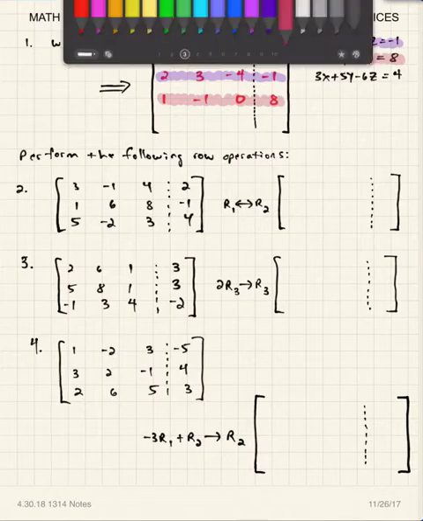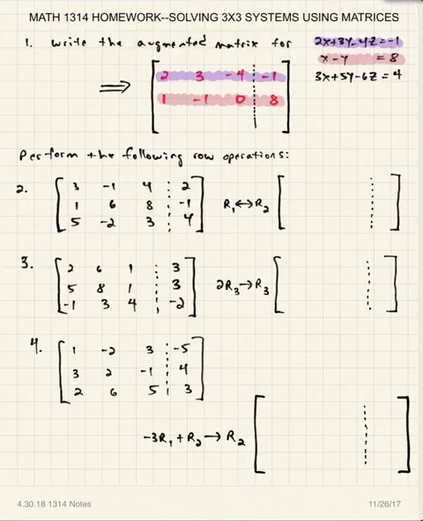All right, and then let's see. The last row, 3x plus 5y minus 6z equals 4. So that would be 3, 5, negative 6, 4. And that would be the last row right there. That's the last equation right there.